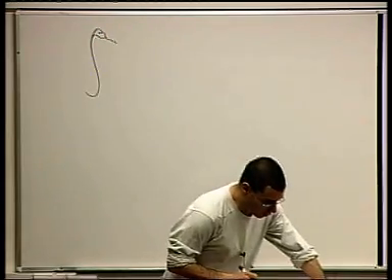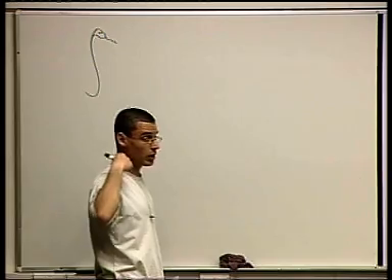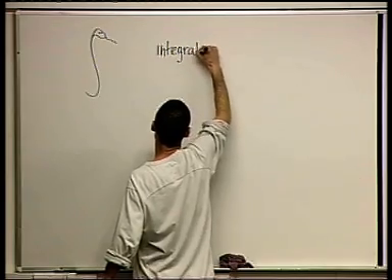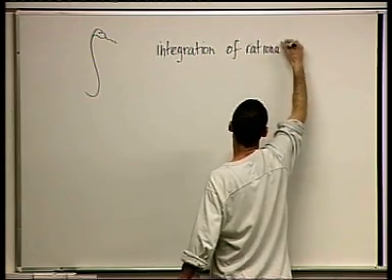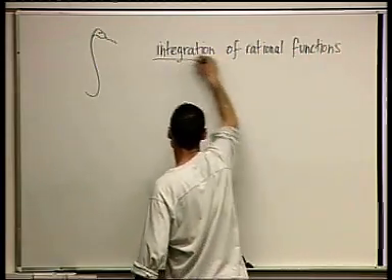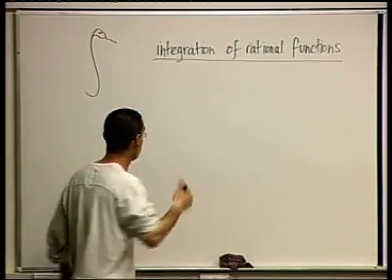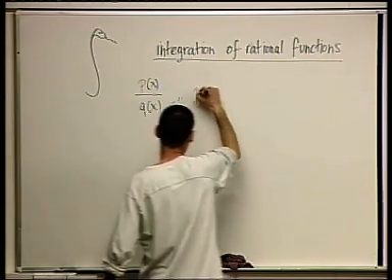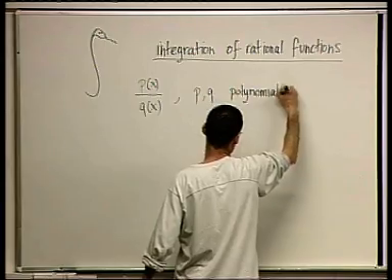The one situation in which there really is an algorithm is this situation that we're going to describe here, which is called rational functions. So integration of rational functions. Remember what a rational function is? It's a quotient of two polynomials. Okay, p of x over q of x, where p and q are polynomials. That's a rational function.